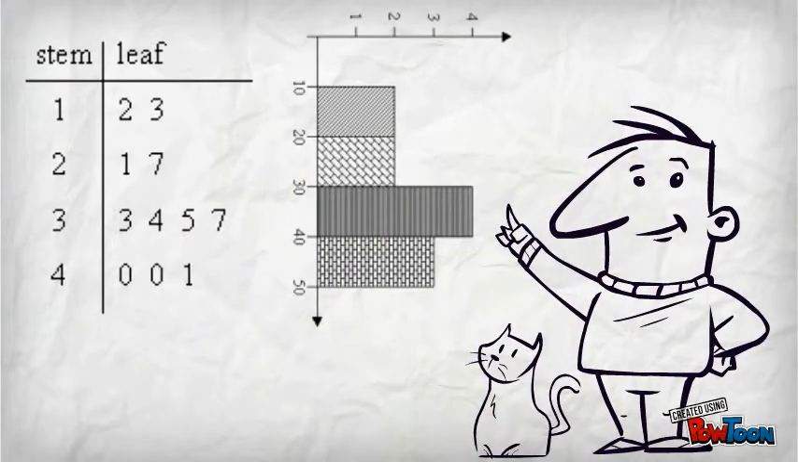Note that the horizontal leaves in the stem and leaf plot correspond to the vertical bars in the histogram, and the leaves have lengths that equal the numbers in the frequency table.